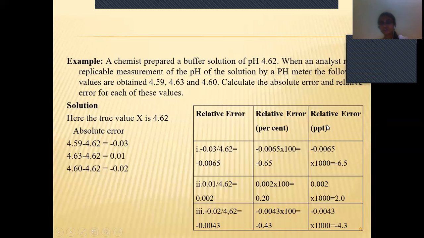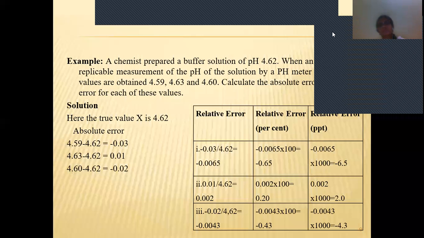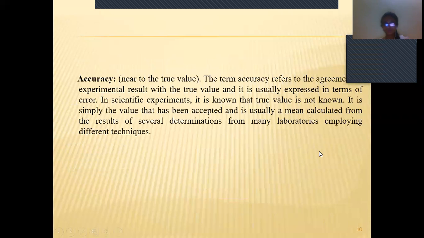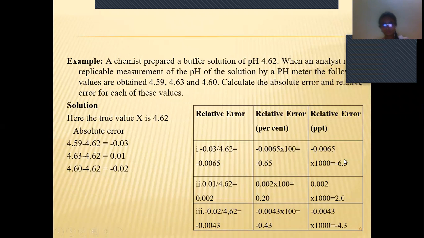If we want to express this in parts per thousand, we have to multiply the relative error value by 1000, then we will get the result. So by this we can calculate the absolute error and the relative error. I will explain it again.